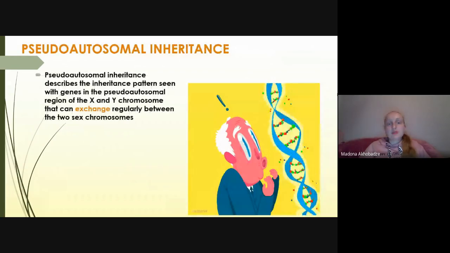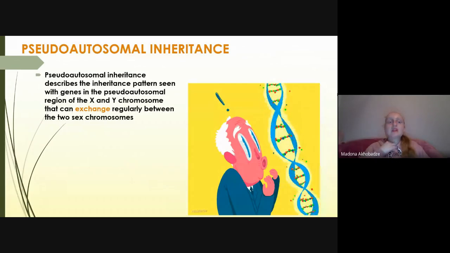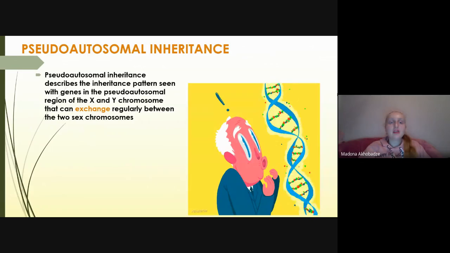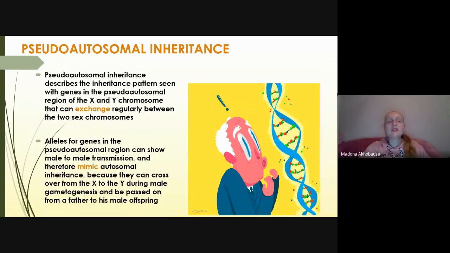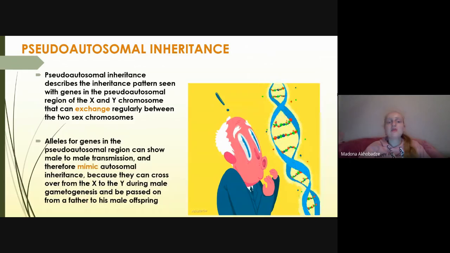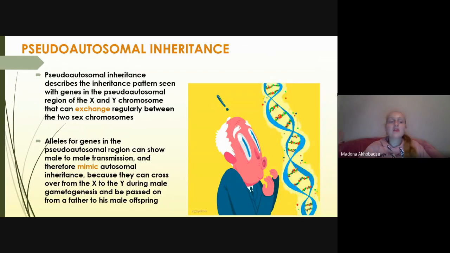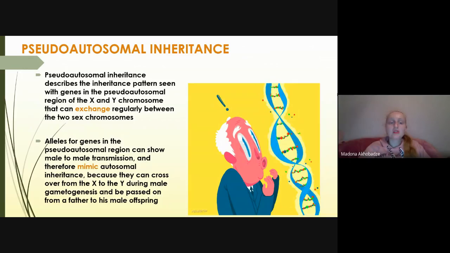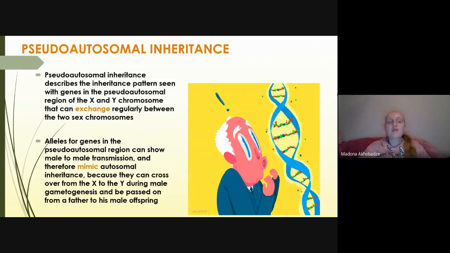So pseudo-autosomal inheritance describes the inheritance pattern seen with the genes in the pseudo-autosomal region of the X and Y chromosomes, which can exchange regularly between the sex chromosomes. The genes in the pseudo-autosomal region can show male-to-male transmission and therefore mimic autosomal inheritance, because they can cross over from the X to the Y during male gametogenesis and be passed on from the father to his male offspring.